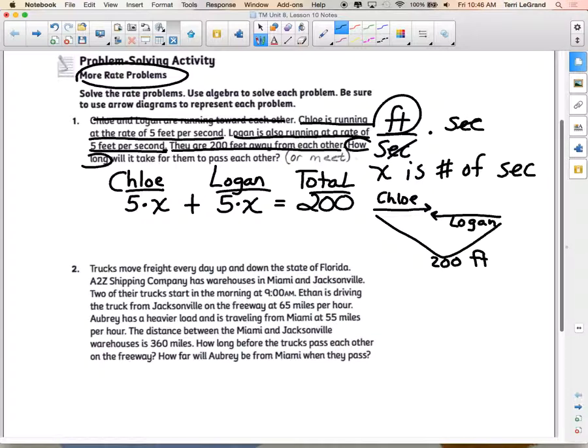So maybe we should put this here. We got to start understanding what's going on here. 5 times x should give us the number of feet Chloe runs. 5 times x should give us the number of feet Logan runs. And altogether, they're going to run 200 feet. What we're adding in our problem better give us something that makes sense. If we're adding seconds to seconds and getting feet, that's a problem. That's not going to happen. Okay? Now let's go to that work page.